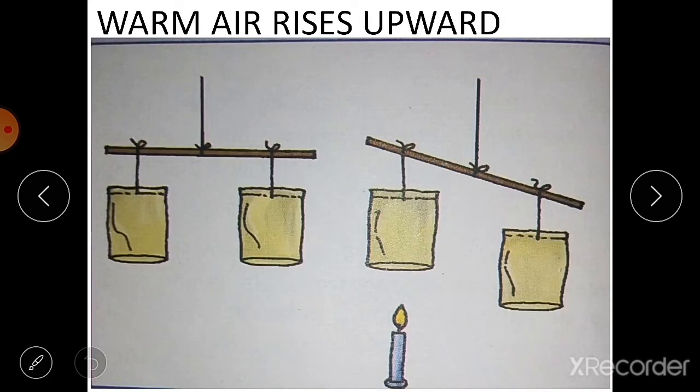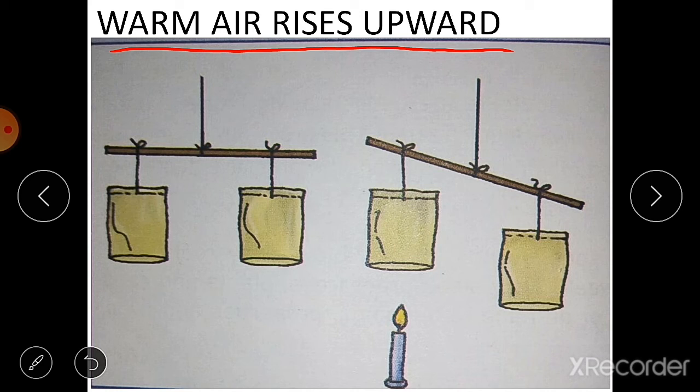Okay, there is another activity to show that warm air rises upwards. One example I gave you was chimneys, another was a candle. You can also observe the incense stick: when it burns, the smoke rises up. Here is another activity that will show that warm air rises upwards.